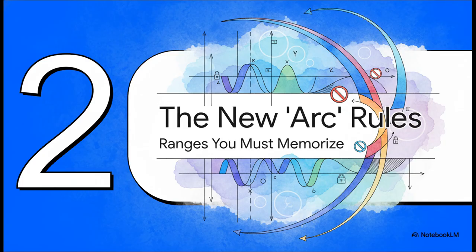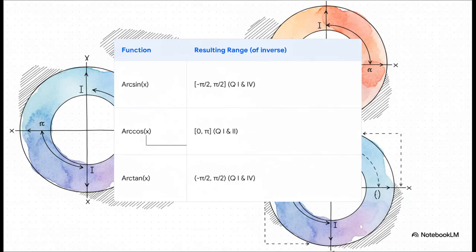So what does this look like in the real world? Well, by chopping up our original functions, we create brand new rules for the answers we're allowed to give. These are the output ranges for our new arc functions. And let me be clear, these rules are non-negotiable. You absolutely have to commit them to memory. And here they are, the big three.